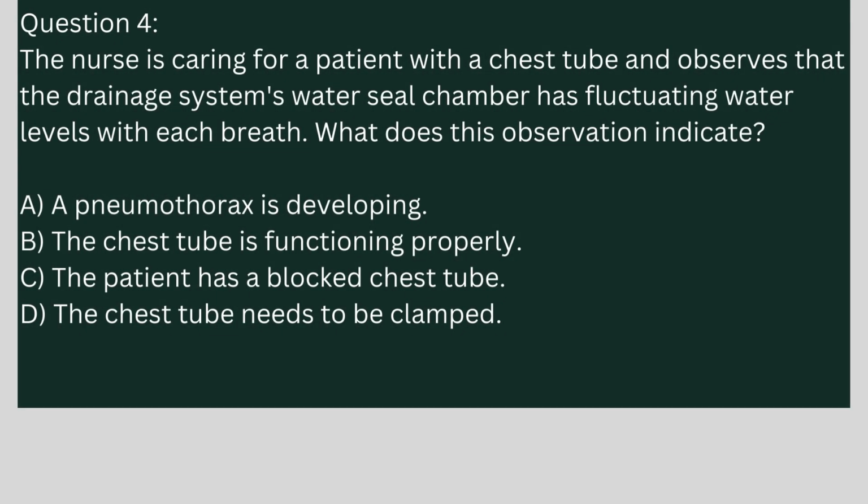Question 4. The nurse is caring for a patient with a chest tube and observes that the drainage system's water-sealed chamber has fluctuating water levels with each breath. What does this observation indicate? A. Pneumothorax is developing. B. The chest tube is functioning properly. C. The patient has a blocked chest tube. D. The chest tube needs to be clamped.